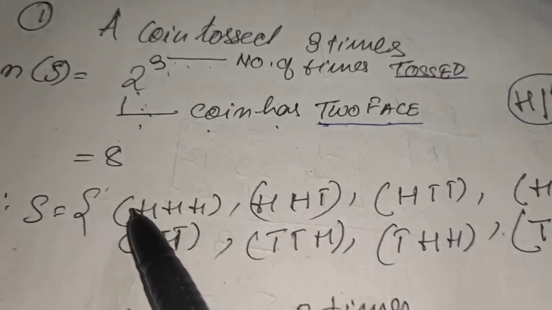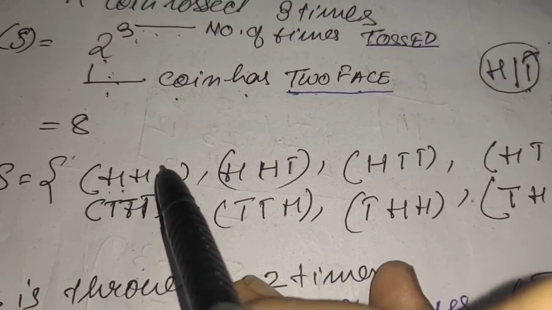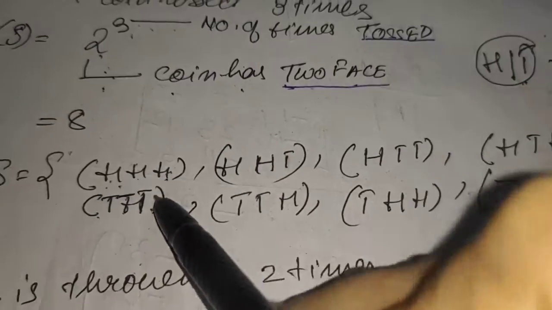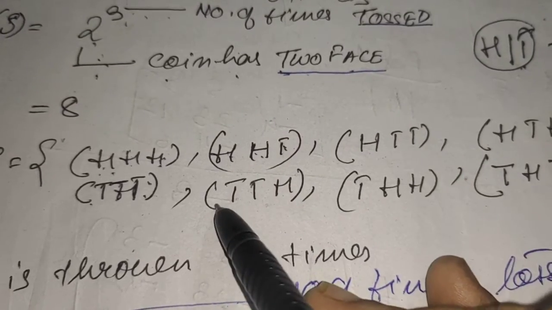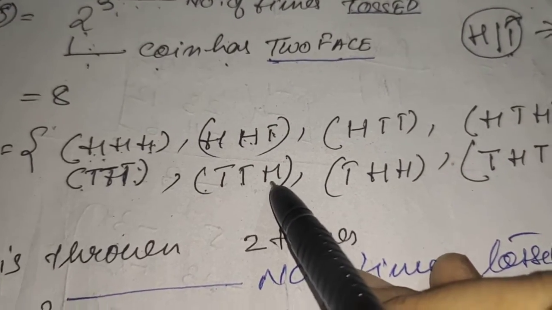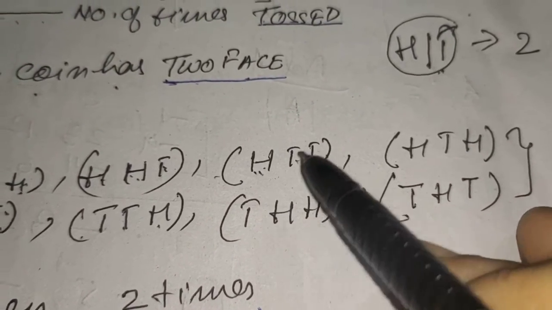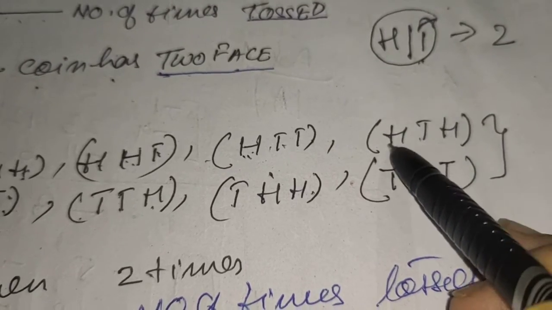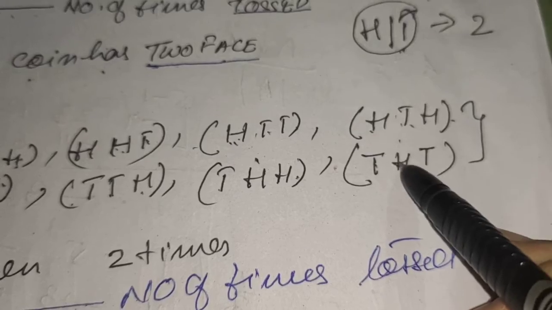Now how to write these 8 outcomes? First of all, let us write down HHH. Just below HHH, write down TTT. After that, 2 head and 1 tail. Just below that, write 2 tail and 1 head. Next write 1 head, 2 tail. Just below that write 1 tail, 2 head. Then what is left out? Head, tail, head. Then just below write tail, head, tail.